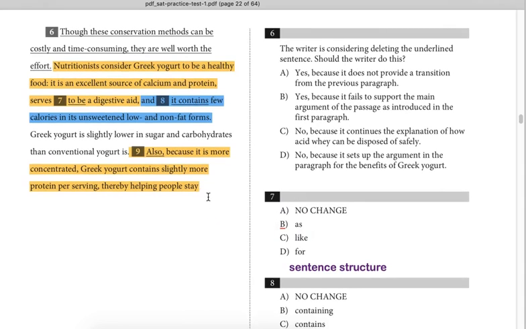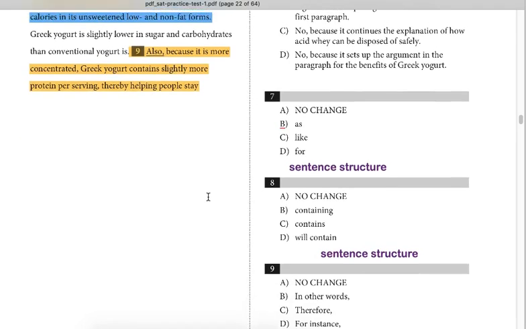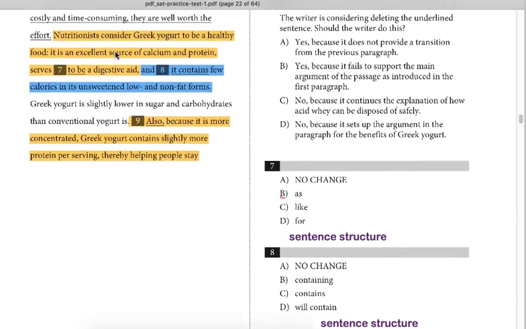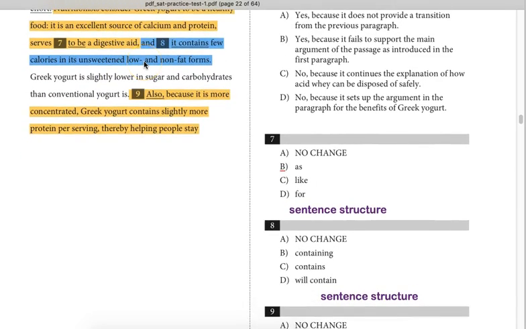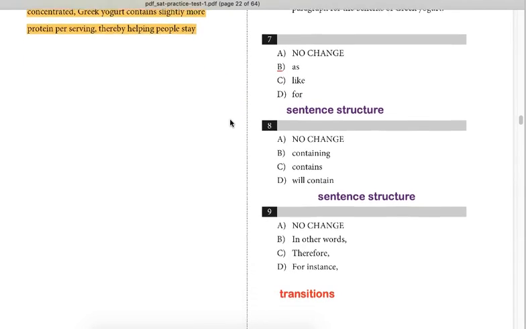Let's move on to our next grammatical problem here. And so that's a sentence structure issue. Let's take a look at another type. And by the way, look at number 8. That's also sentence structure. Okay? And it contains few calories in its unsweetened form. Okay? We're going to look at that again in another video about sentence structure. But I want you to see just an overview of the types of errors that you'll be looking at. So you have sentence structure errors.